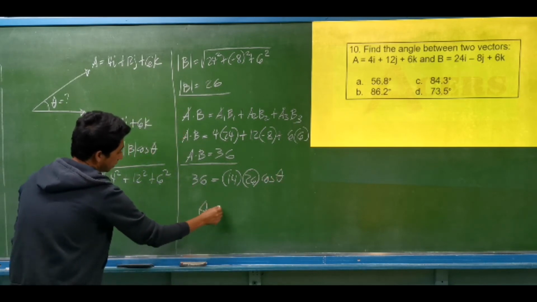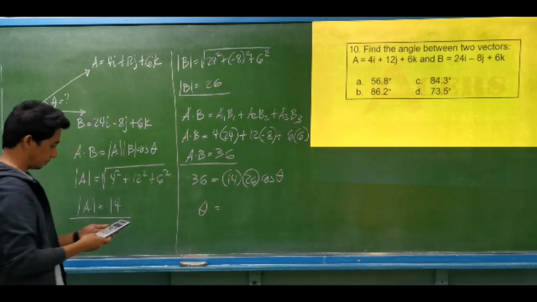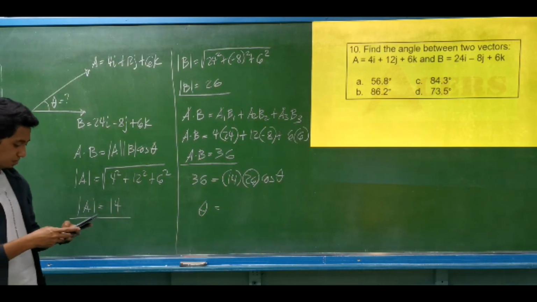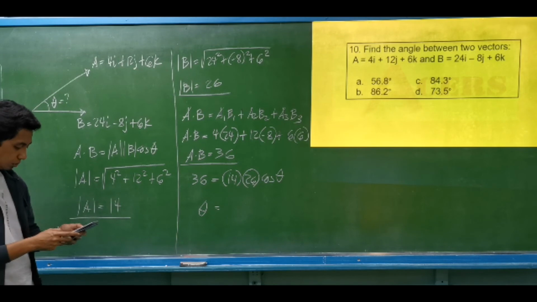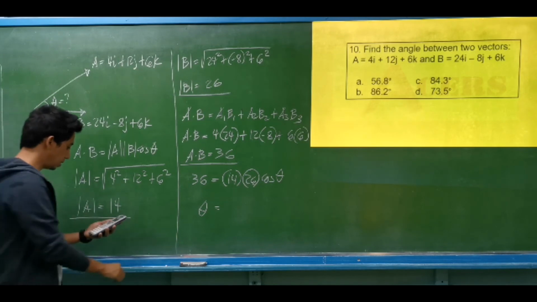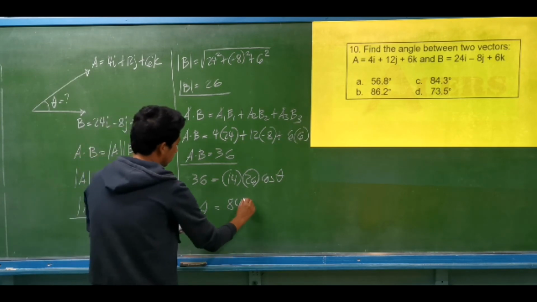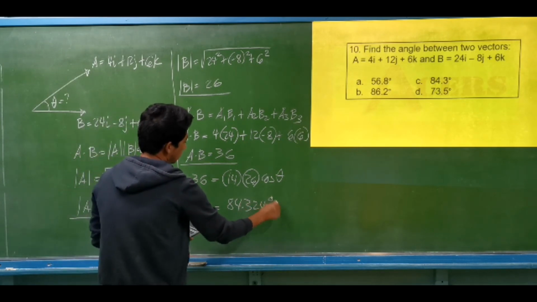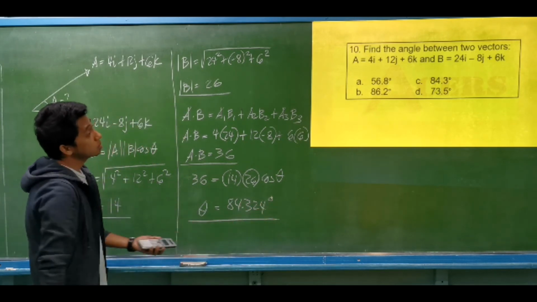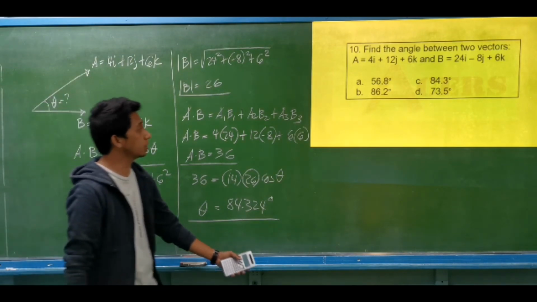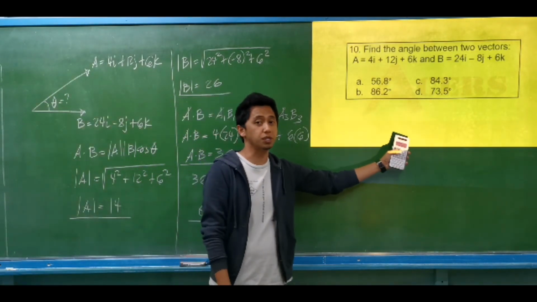So let's have the angle between the two vectors. This is the same as 36 divided by 14 divided by 26. Shift cosine of the answer is equal to 84.324 degrees. So 84.324 degrees, and in our choices, we have letter C.